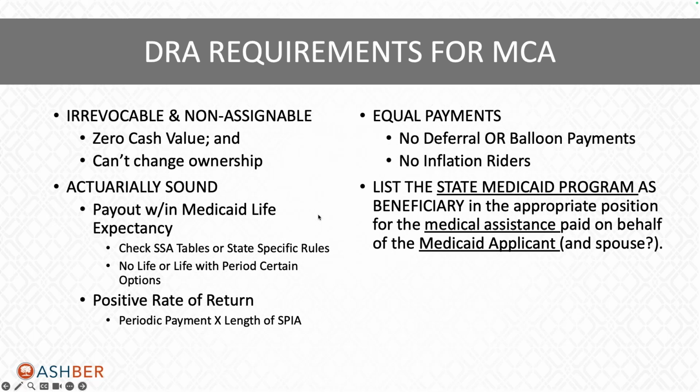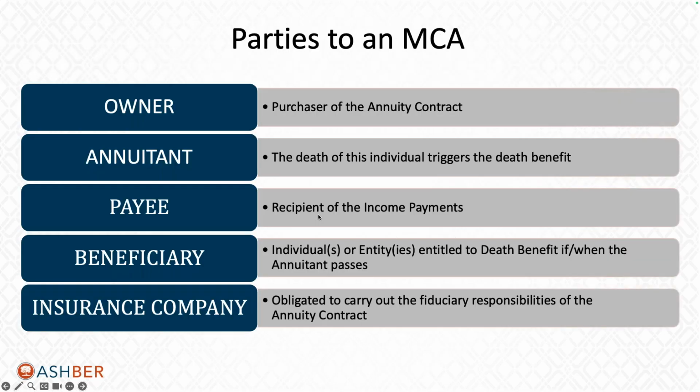This is provided by the insurance company and paid for by the insurance company during the payout period of the annuity. The annuity must also have equal payments with no deferral or balloon payments, no inflation riders to increase the payments, and you have to list the state as beneficiary in the appropriate position for the amount of medical assistance provided to the Medicaid applicant. And then lastly, the parties to an annuity contract: this is general to all annuities, but particularly the Medicaid annuity. The owner, the annuitant, and the payee are often the same person in a Medicaid annuity, so it simplifies the parties a little bit.